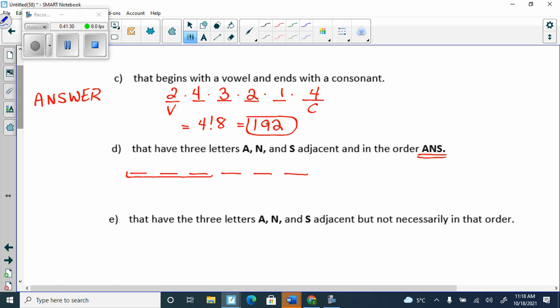How many is it going to be? I have to have A, N, S in that order. How many A's? How many N's? 1. How many S's? 1. How many letters have I sat? 3. How many do I have left? 3, then? What?